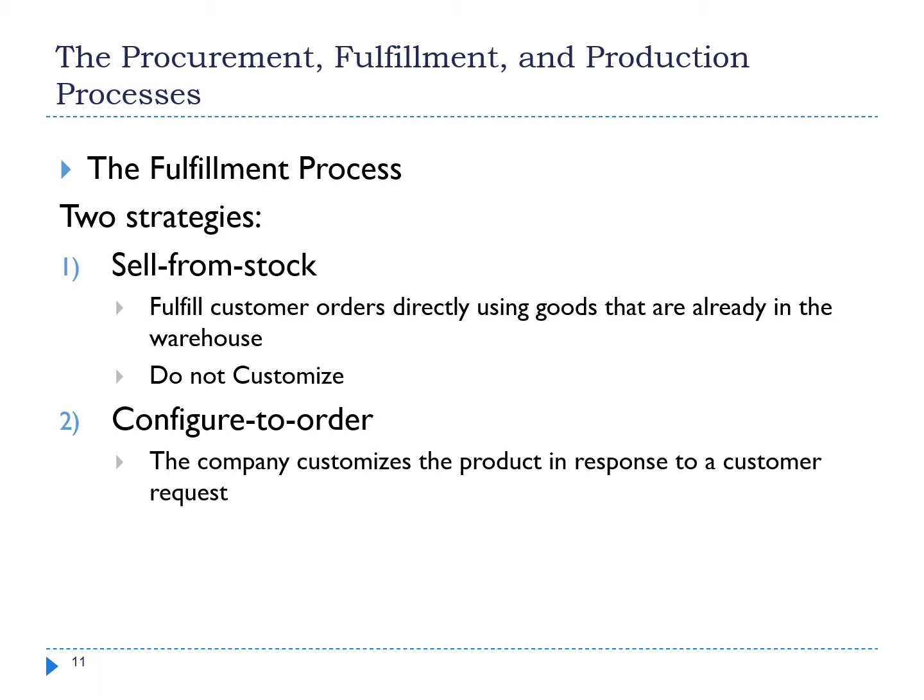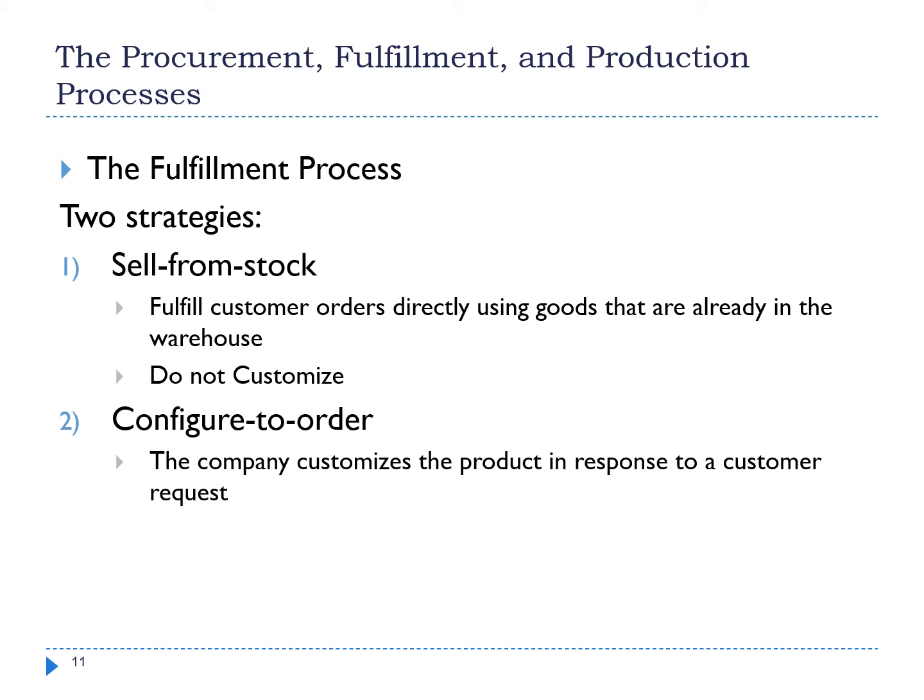Different from the procurement process, in which the company purchases goods from a vendor, in the order fulfillment process the company sells goods to a customer. This process begins in the sales department, where the customer requests to buy, and ends in the accounting department, where it receives payment. There are two strategies for the order fulfillment process.